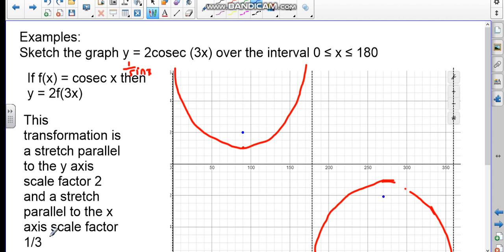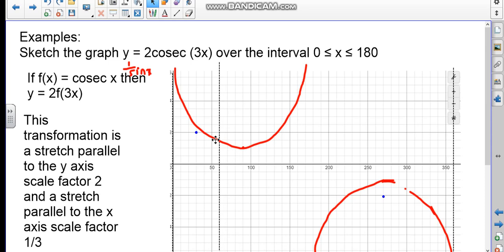Now I need to think about this stretch scale factor a third. So let's think about the minimum point. The minimum point at the moment is 90. If we're having a scale factor of a third, I need to divide 90 by 3, which gives me 30, so this is where the new minimum occurs. I also need to think about the asymptote. The asymptote at the moment is at 180. I need to divide that by 3, which gives me 60, so the asymptote now is going to be here.